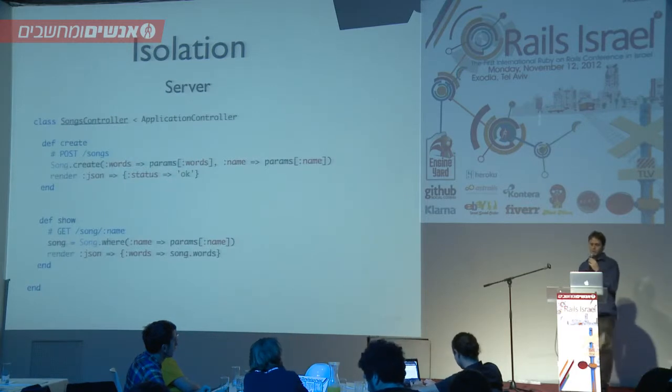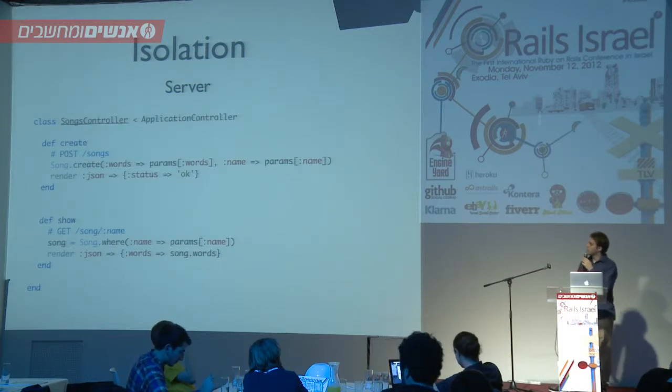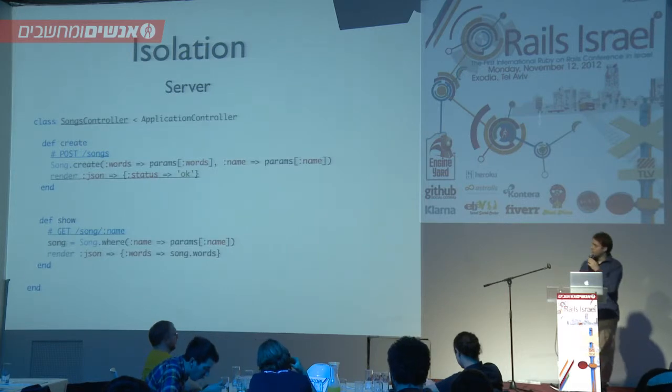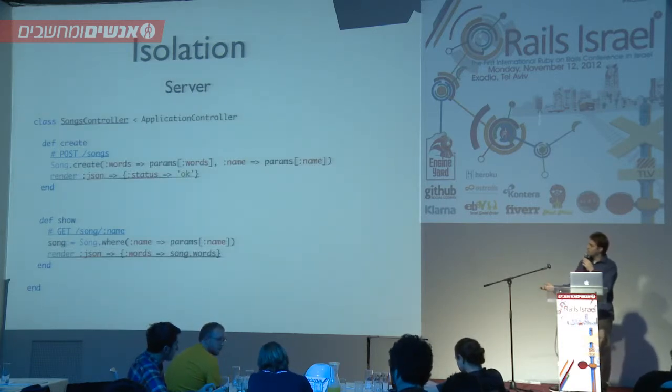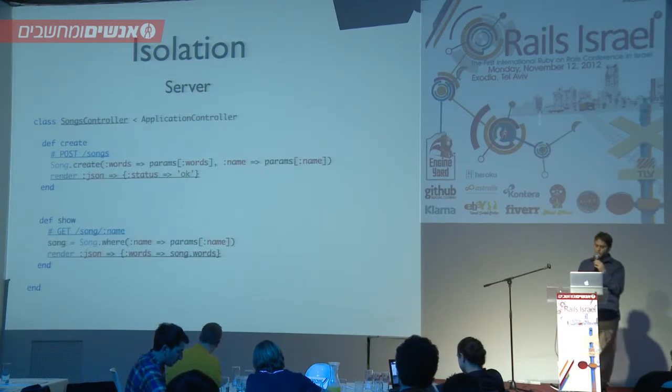We would code the server with the same thing that we showed in the beginning. We'd have a post and a get method. We would render the JSON back. If they managed to successfully post a song, we would render an OK back. And we would render the words in a JSON words hash if they want to get the song according to the title.